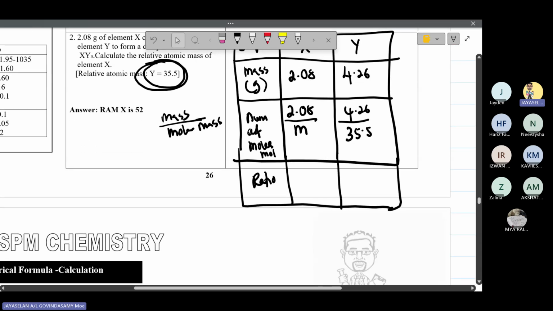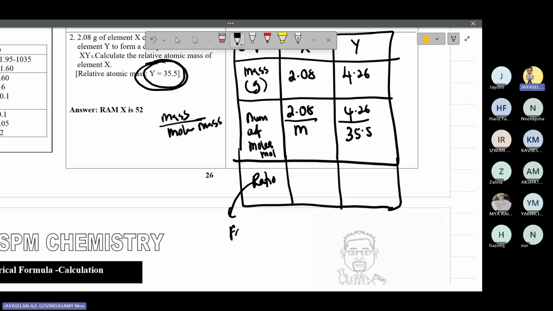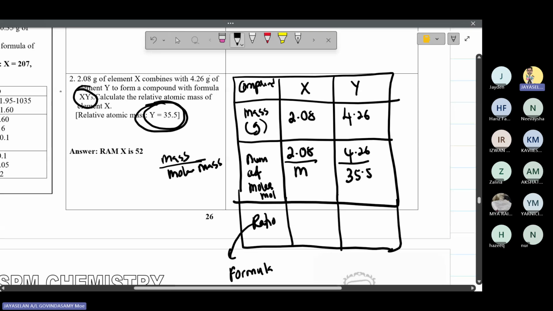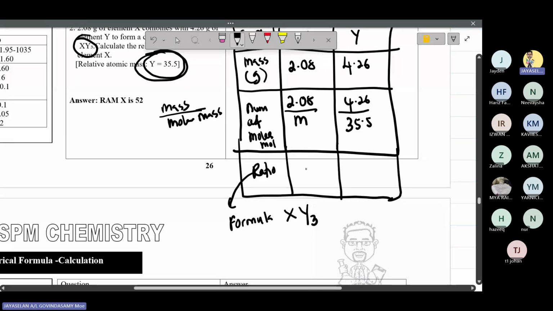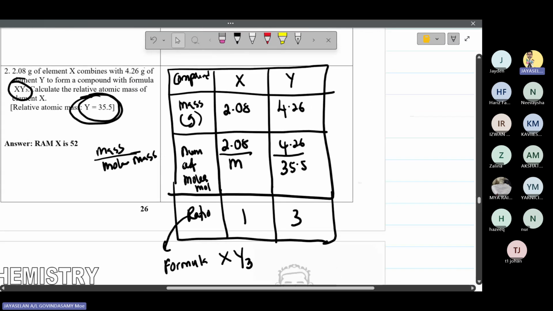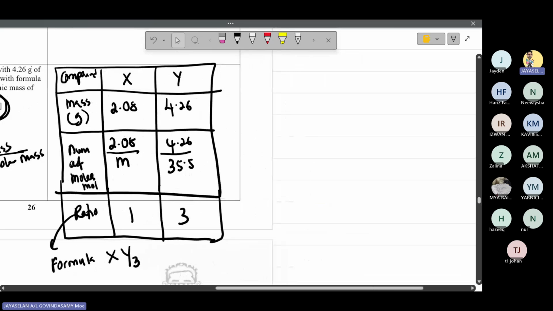Then how to get the ratio? That means we need to find the RAM of X. So from the question, check the formula. The formula given is XY3, right? So X is 1, Y is 3. So you all do like this lah. Any question? No question. Okay.